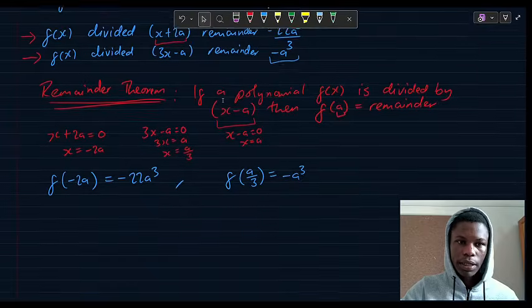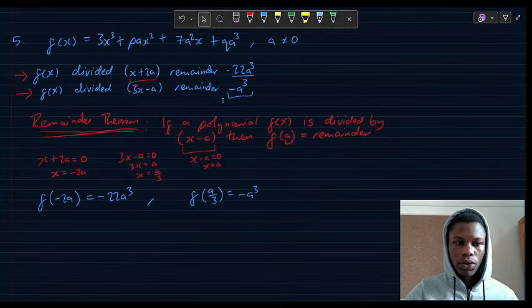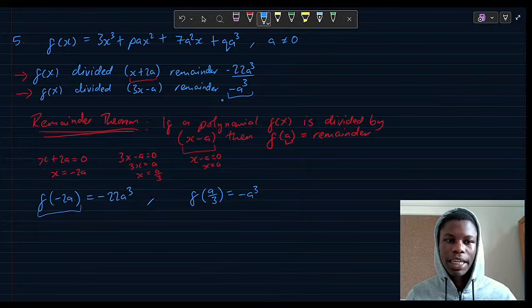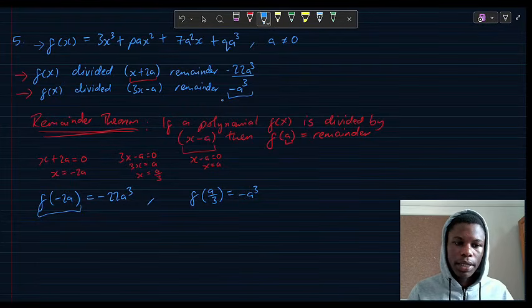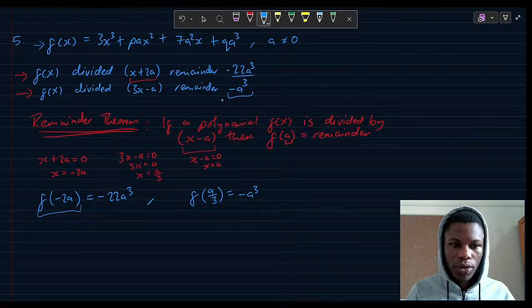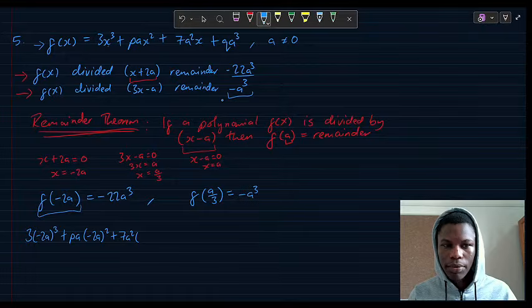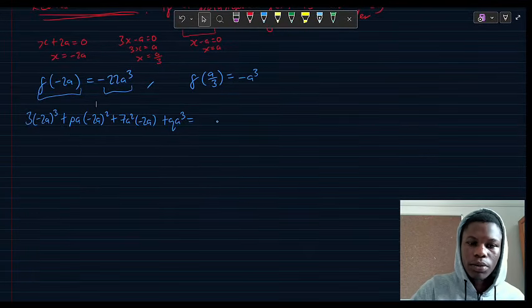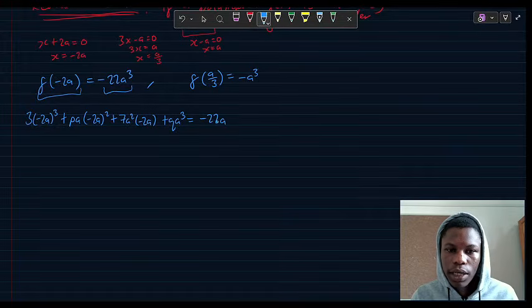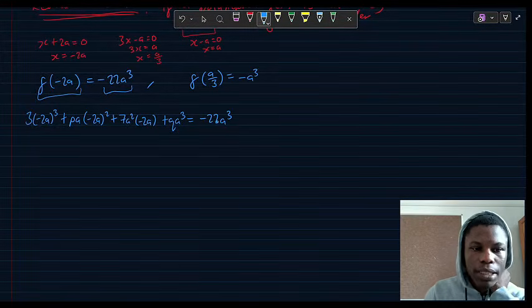All right. Now what we can do is evaluate f of negative 2a using our function. You go to the function and replace your x with negative 2a. So that's going to be 3 times negative 2a cubed plus pa times negative 2a squared plus 7a squared times negative 2a plus qa cubed. And we know that this is all equal to negative 22a cubed. Let's see if we can simplify this.